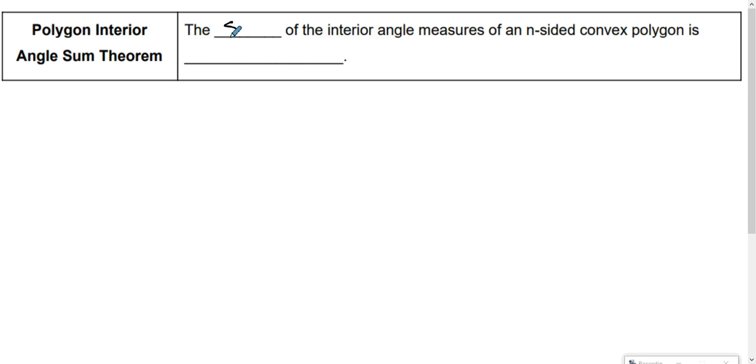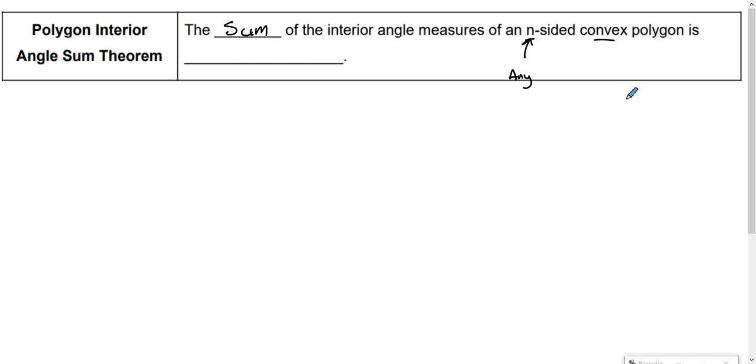The sum. You guys remember what sum means? It means when you add something together. The sum is the answer when you add something together. The sum of the interior angle measures of an n-sided convex polygon. N-sided means just any number of sides, right? Could be 5, could be 20, could be 100-sided.